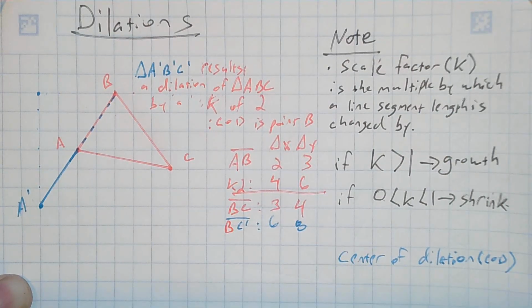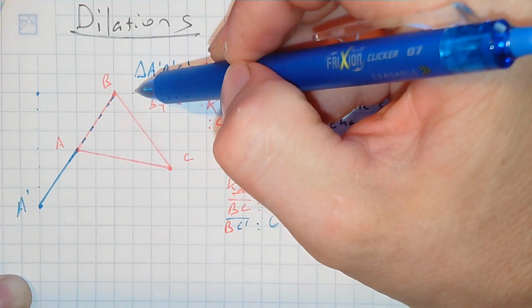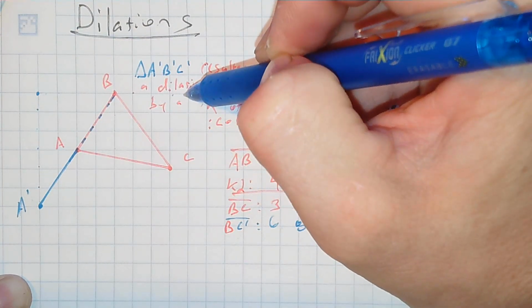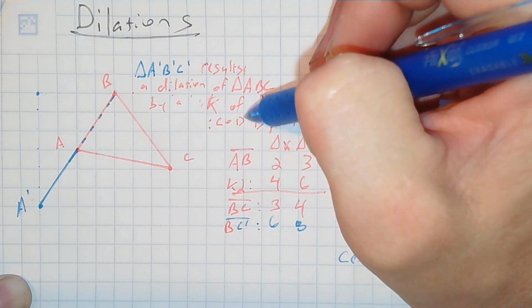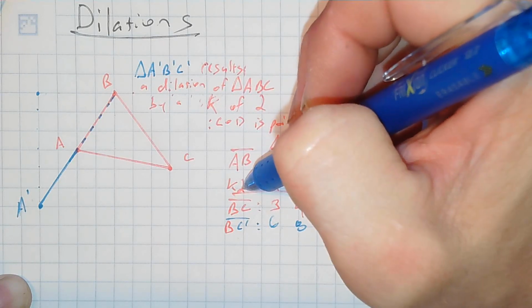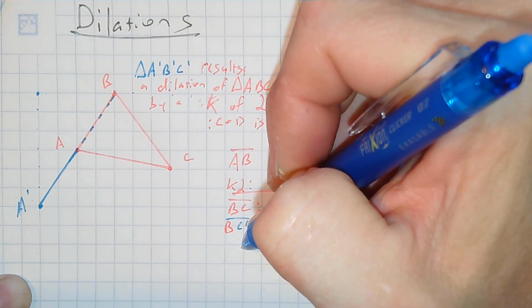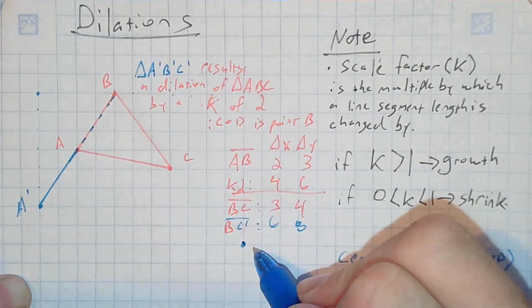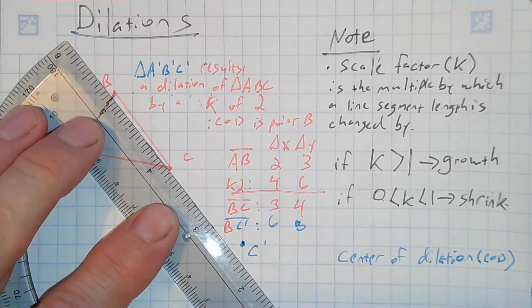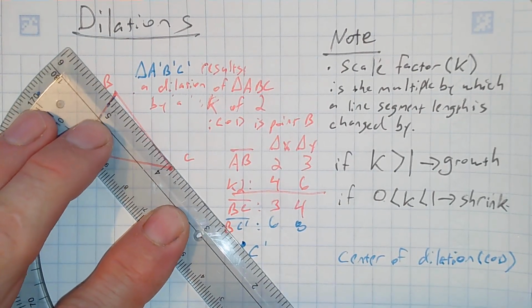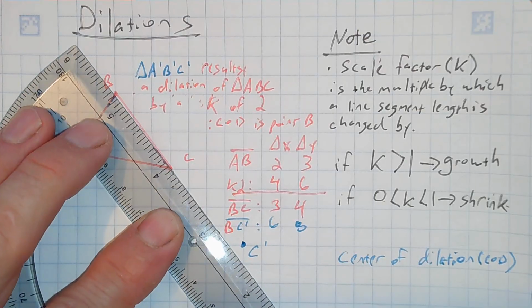Okay, so now the new C, the X component is going to be 6 over. 1, 2, 3, 4, 5, 6, way over here. And it's going to be 8 down. 1, 2, 3, 4, 5, 6, 7, 8, right there. This is the new C prime. Okay, and you'll see that it lines up on the same line. I think I miscounted again.